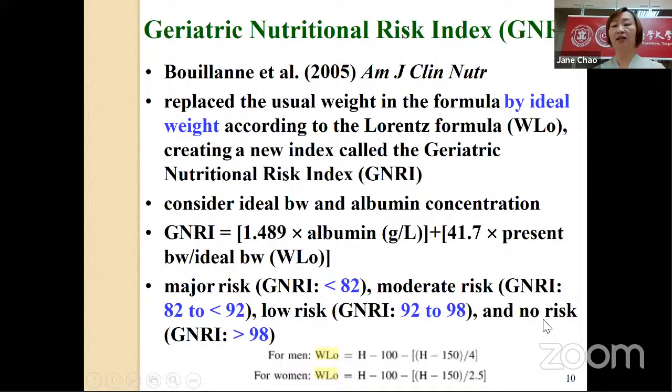So there are four categories. Up to now, we have introduced three different instruments. The first two instruments are questionnaires, and the third instrument is a formula. However, if you look at all the instruments I just introduced, even though they are questionnaires, the questions are simple and the answers are also very simple.